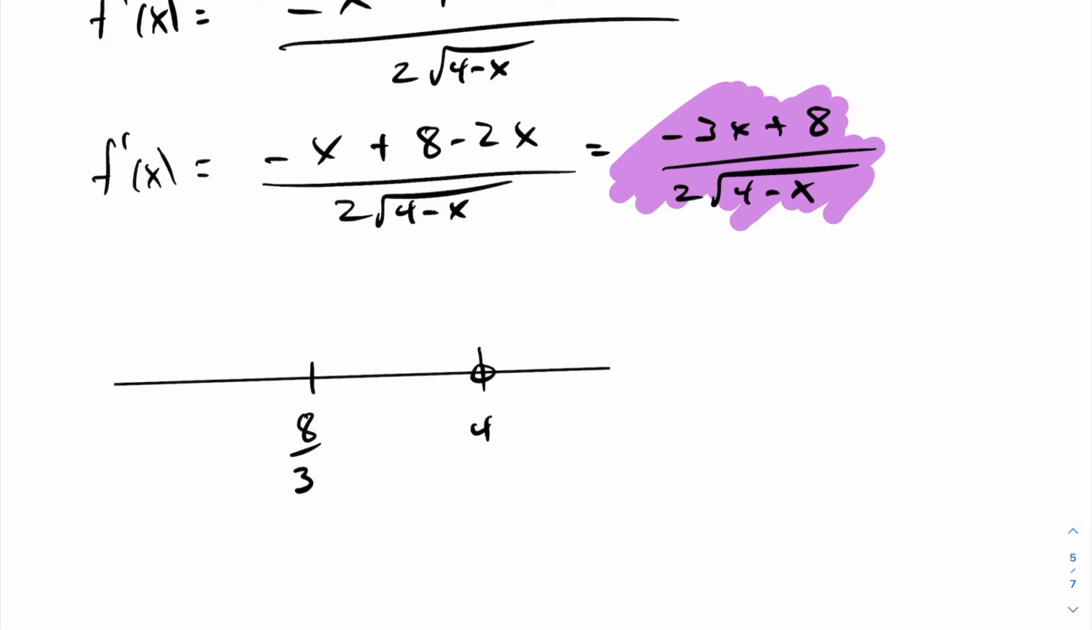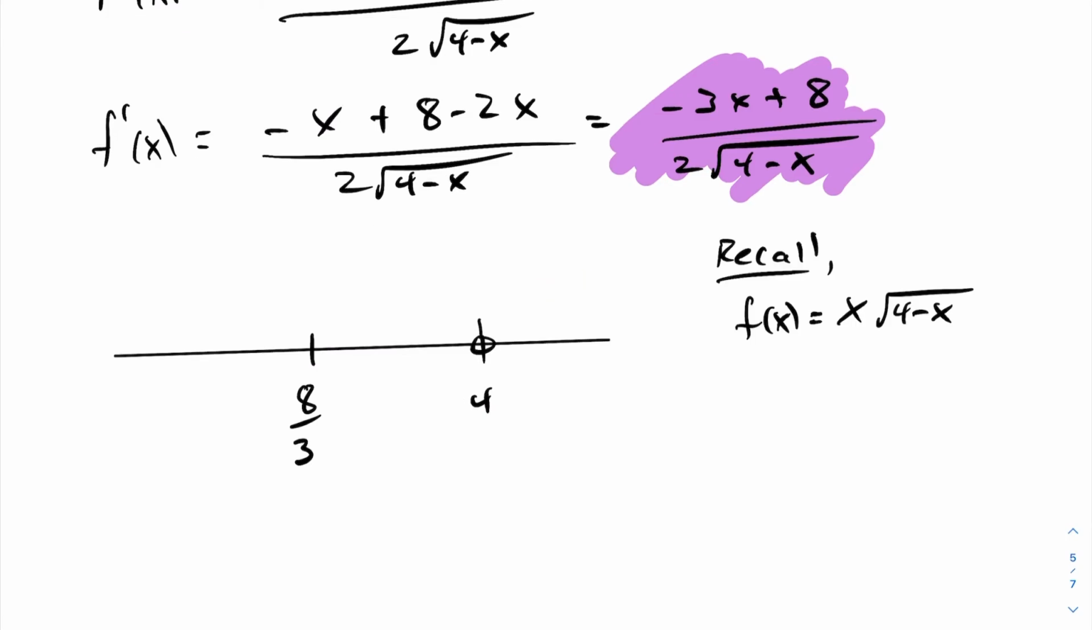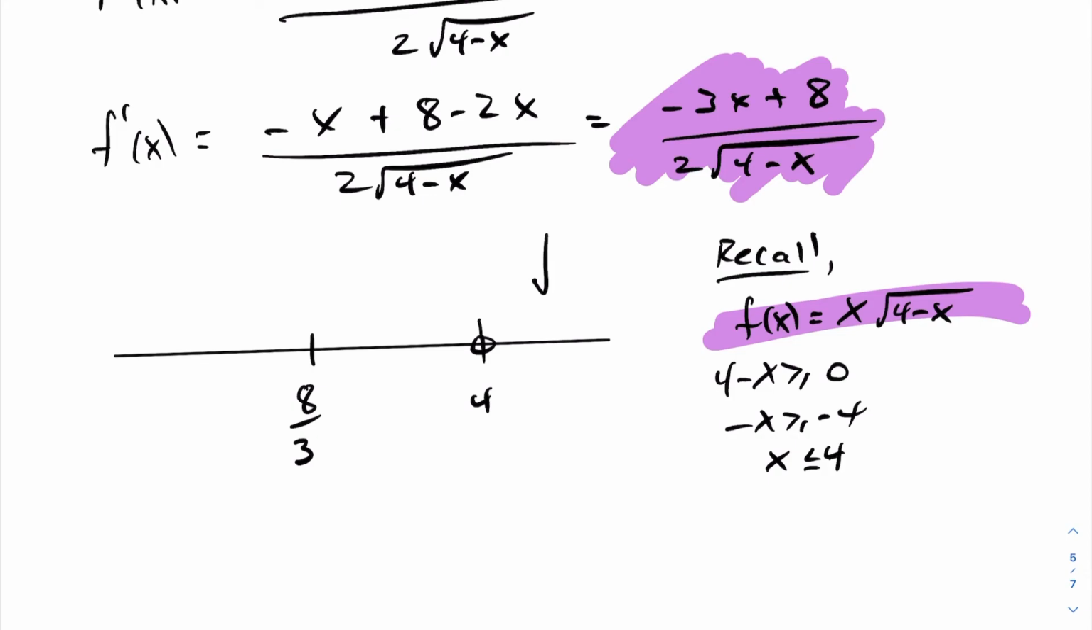So now let's pick values in these intervals and see whether the derivative is positive or negative. However, if I pick a value in this interval here, I would have to pick a value greater than 4. But recall, f at x was x times the square root of 4 minus x. Well, that means that in terms of the domain of f at x, 4 minus x must be greater than or equal to 0. Solving for x here, we find that x must be less than or equal to 4. So if I pick any value in this interval greater than 4, my function itself is undefined on that interval, so the derivative does not exist, as the function does not exist greater than 4.